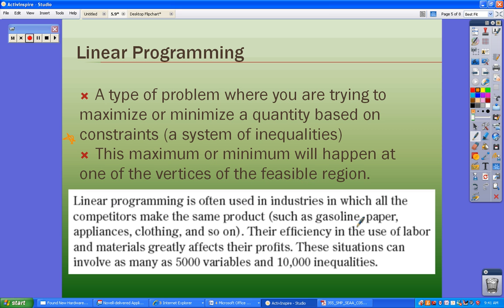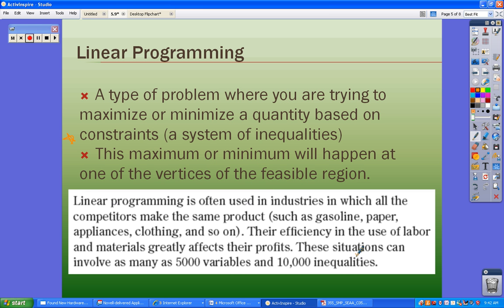Gasoline companies might be maximizing or minimizing how much of each type of gasoline to produce or store, or something like that. I don't really know because I'm not in that type of industry. Paper, same thing: what size of paper, how much packaging, appliances, clothing, and so on. But they're limited by time and money and materials. Usually time and money are constraints. Labor and materials are also constraints that will limit your profit.